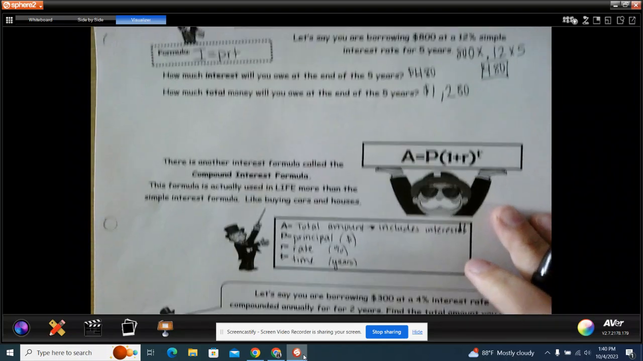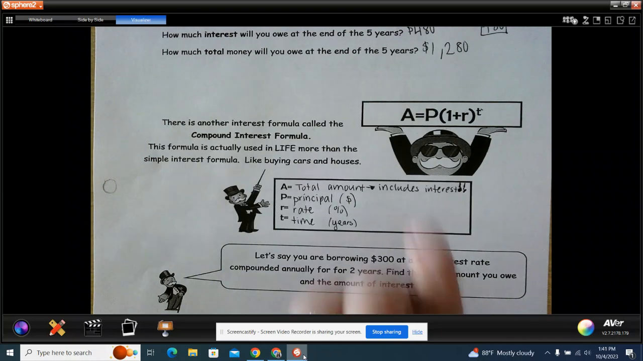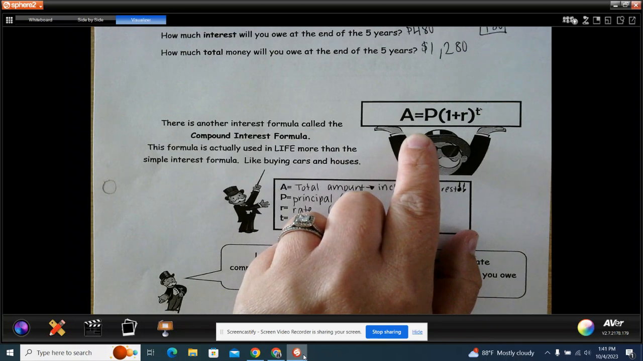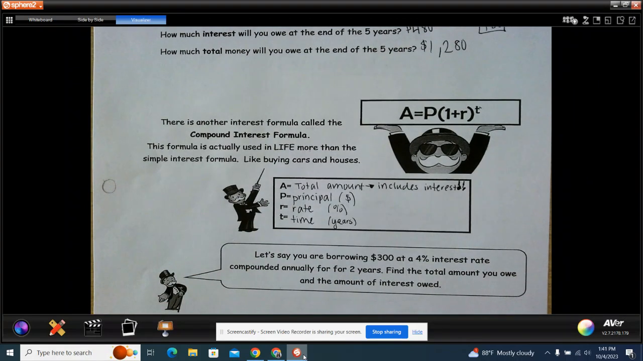All right, so now for compound interest. So there is another interest formula called the compound interest formula. This is actually used in life. It is used more than simple interest, like buying cars and houses. So our formula is A equals P(1 plus R) to the power of T. So P is our principal, R is our rate, T is our time. Our A represents the total amount. This number is going to include the interest. So instead of adding it like we did with simple interest, it's already added. So we will have to work backwards to find the interest.